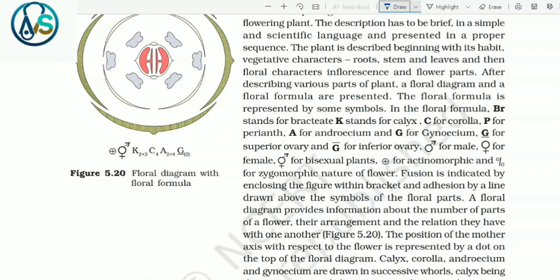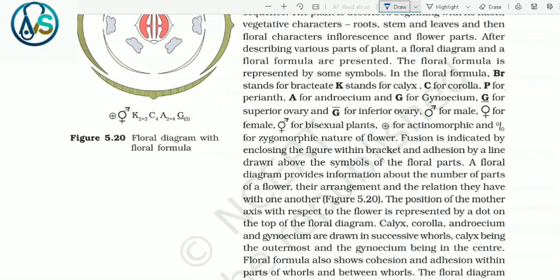The floral formula is represented by some symbols. In the floral formula, Br stands for bracteate, K stands for calyx, C stands for corolla, P for perianth, A for androecium and G for gynoecium. Line below the G is superior ovary and line above the G for inferior ovary.